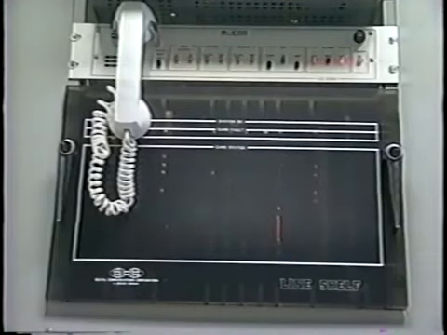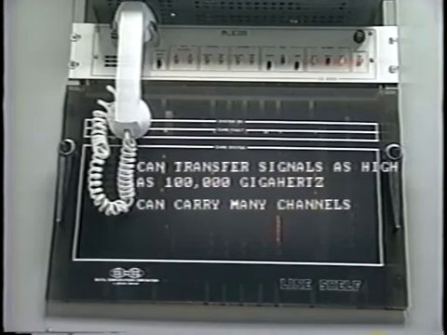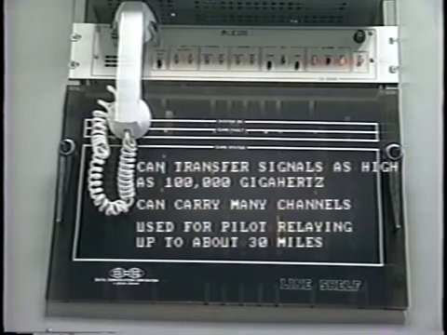A high-quality optical fiber link can transfer ultra-high frequency signals as high as 100,000 gigahertz. This means that one fiber optic link can carry a huge number of communication channels. The optic communication channels are typically installed in place of twisted pair solid conductors for pilot relaying up to about 30 miles. They are often used in conjunction with audio tone signals. So, that's a general look at the different types of communication channels that are used in pilot protection.